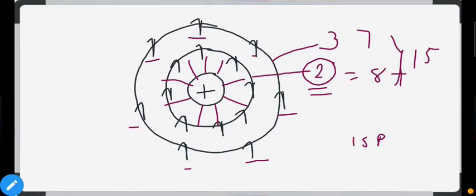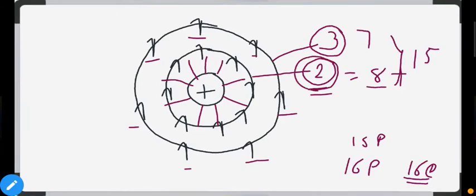So now let us move further. Let us talk about the next element, sulfur. In case of sulfur, the number of protons will be 16 and the number of electrons, obviously, will be 16. So what will happen? The extra electron will be added inside the third principal quantum number, not in 2, because 2 is already full with 8 electrons.